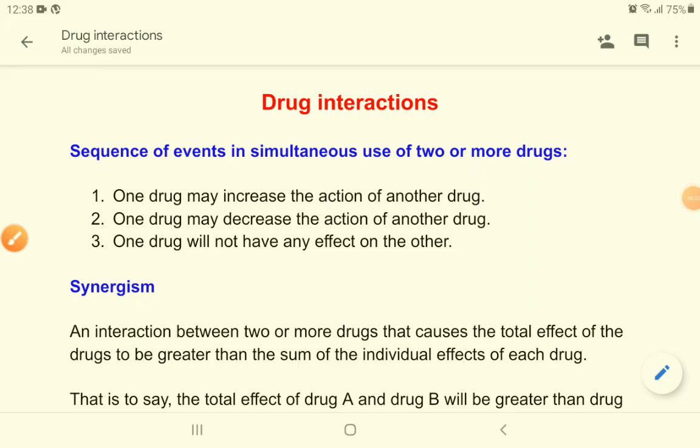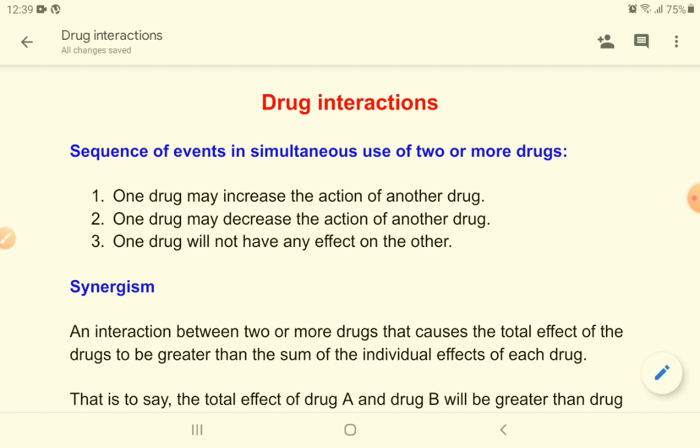Dear students, let's talk about drug interactions today. As you can assume from this name, drug interactions means two or more drugs are interacting with each other. That is to say, if you give one drug after another drug, or if you give two drugs together, then what happens? How does one drug respond to the presence of another drug? Okay, so this way of responding is called drug interaction.